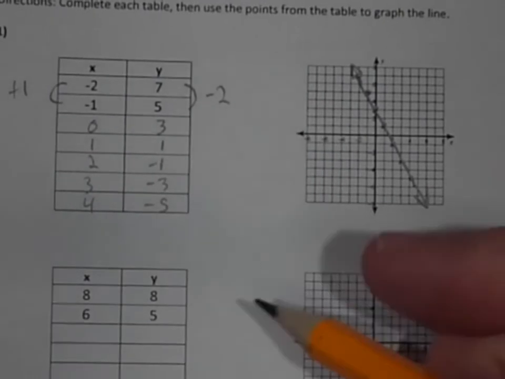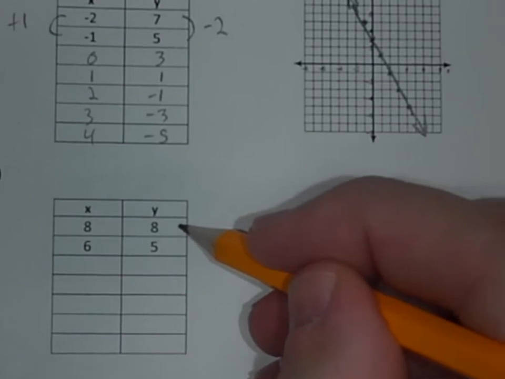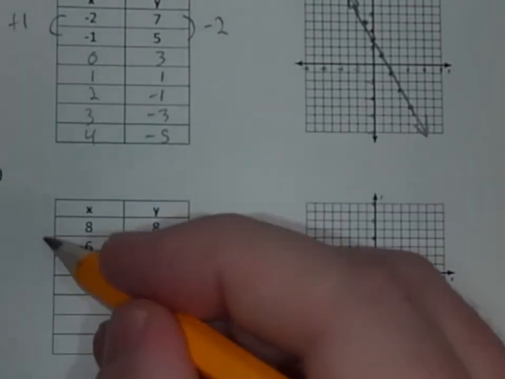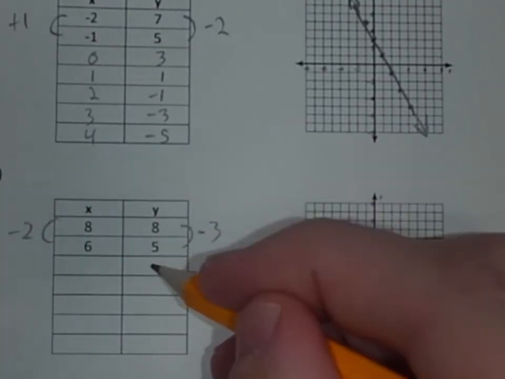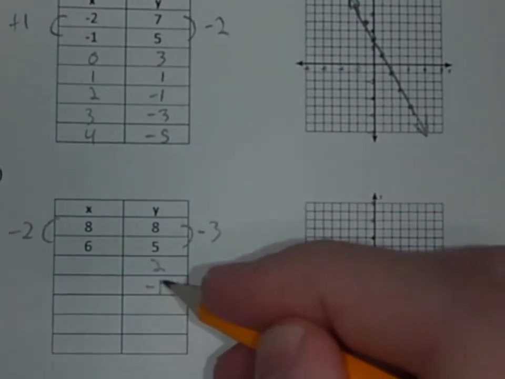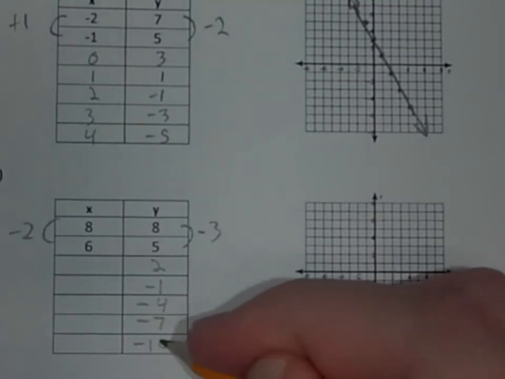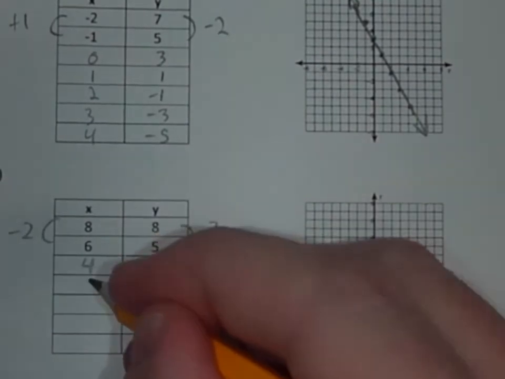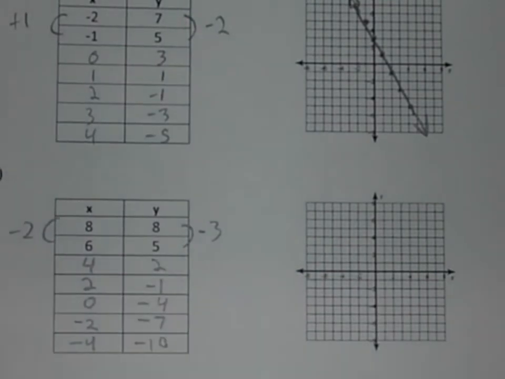So looking at like number 2 here, the y's are going down 3 from 8 to 5, so -3. And the x's are going down 2. So as we go through, like the next y's are going to go down 3 each time. So 2, then -1, -4, -7, -10. And then the x's are going to go down 2 each time. So 4, 2, 0, -2, -4.